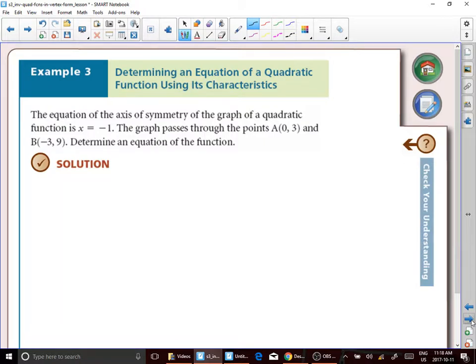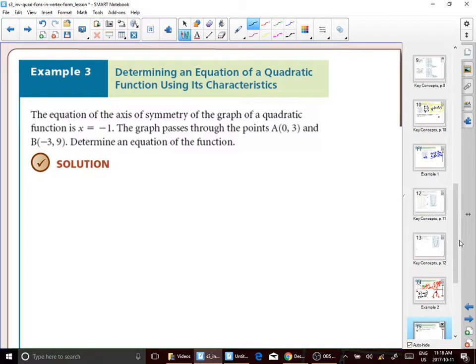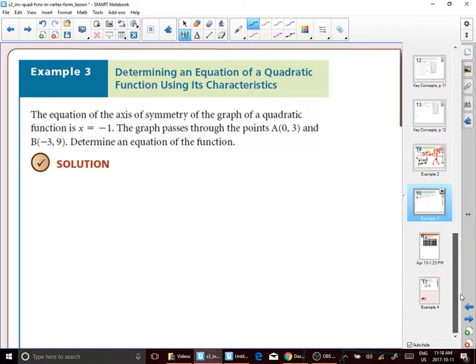Another example. The equation of the axis of symmetry of the graph of a quadratic function is x equals 1, rather x equals -1, my bad. The graph passes through the points (0, 3) and (-3, 9). Determine an equation for the function. This question is pretty tricky. I think this is about it, though. We're almost at the end here.